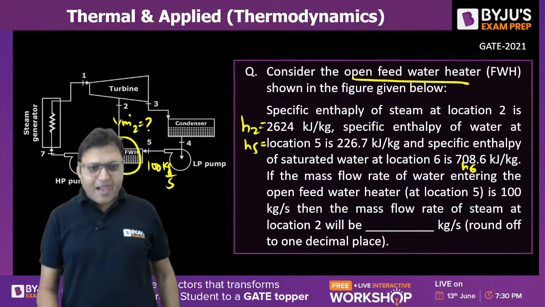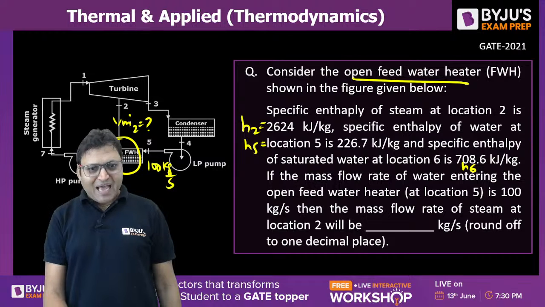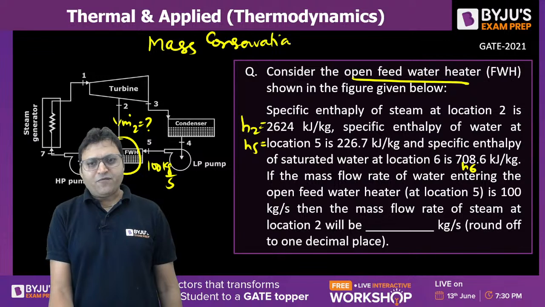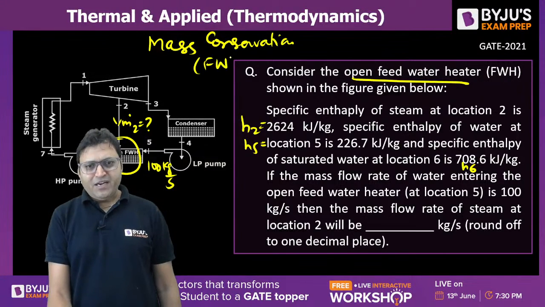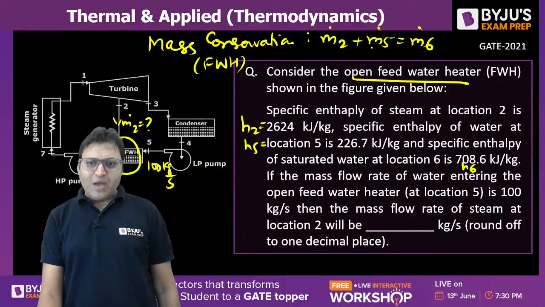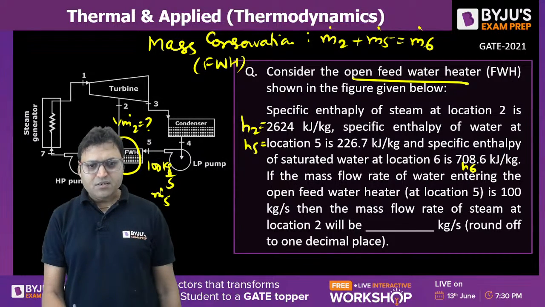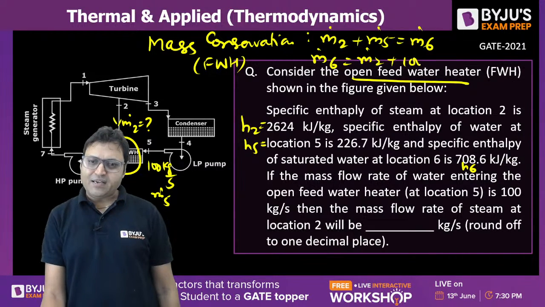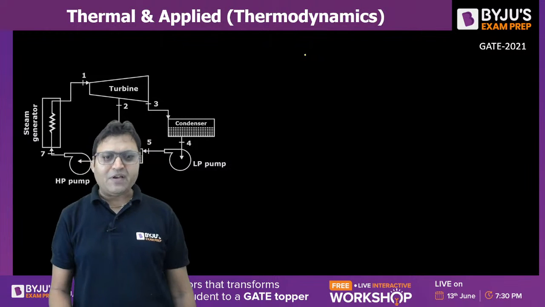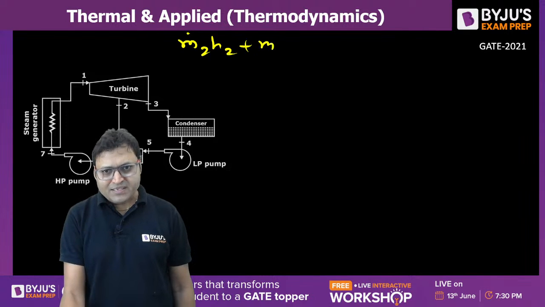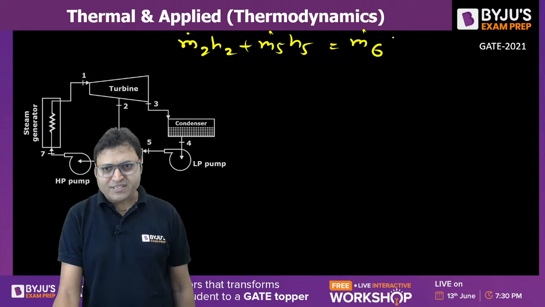First of all, from the mass conservation for the open feed water heater, can we say M dot 2 plus M dot 5 is equal to M dot 6? M dot 5 is already given, that is 100. So M dot 6 is equal to M dot 2 plus 100, isn't it? And now if we apply the energy conservation equation, can we say M dot 2 H2 plus M dot 5 H5 is equal to M dot 6 H6?